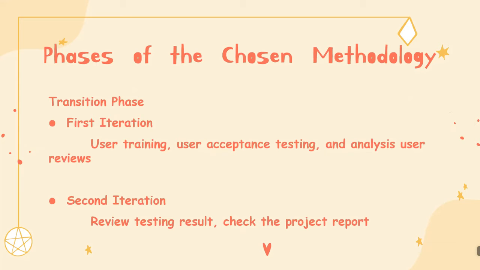The last phase of the RUP is the transition phase. In this stage, it includes 2 iterations. In the first iteration, it will focus on the user training, user acceptance test, and analyzing the user review. For the second iteration, we'll focus on reviewing the test result and checking the project report.